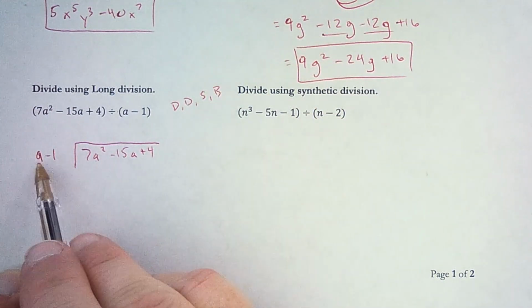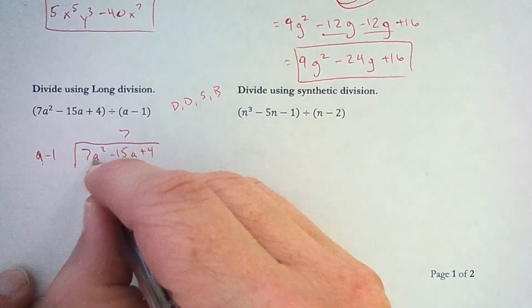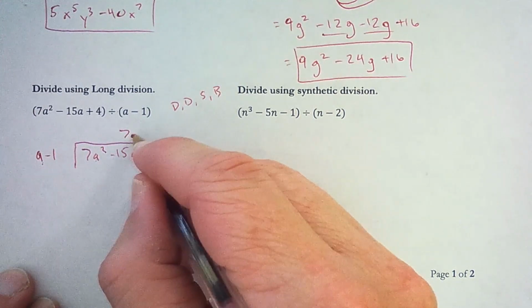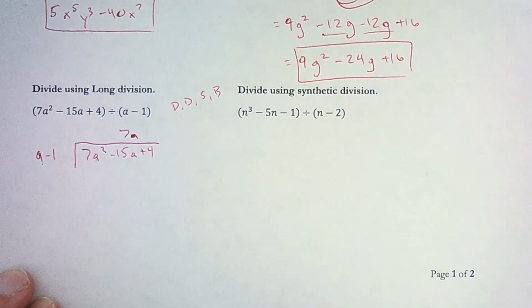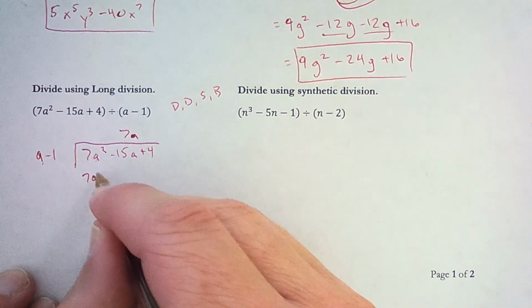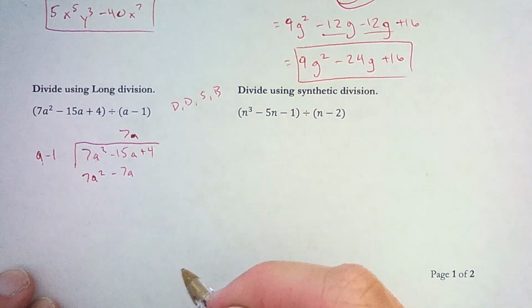7a squared divided by a. 7 divided by 1 is 7. A squared divided by a will subtract the exponents. 2 minus 1 is 1, so that's a to the first power. Then distribute. 7a times a, that's 7a squared. 7a times negative 1 is negative 7a.